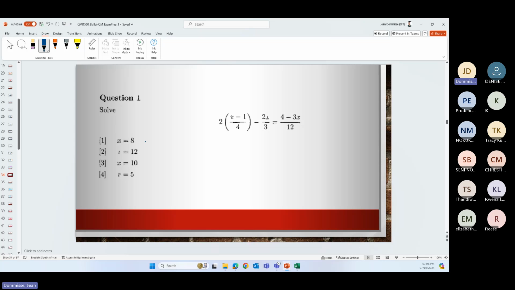Okay, so the last one for tonight, this again is from a previous exam paper. You can see it was very bad, the copy that I got. So let me just rewrite this for you guys, and then we'll do a simplification on this, and then solve the x.